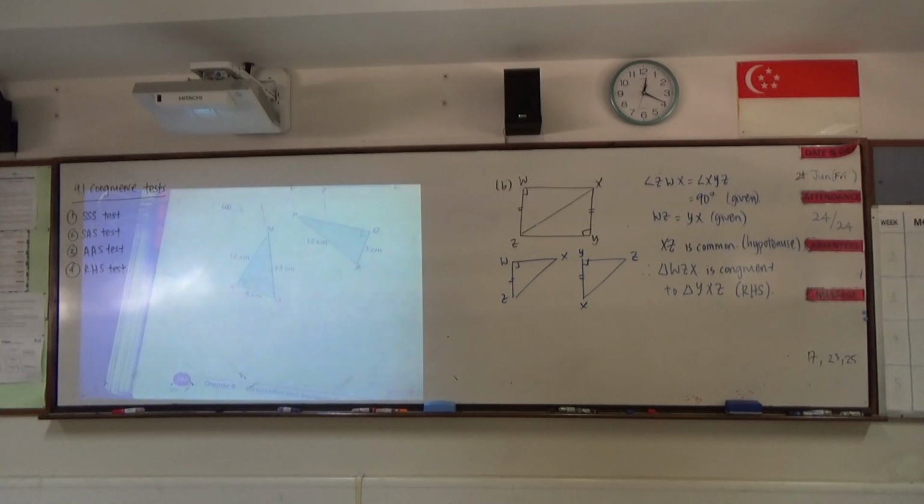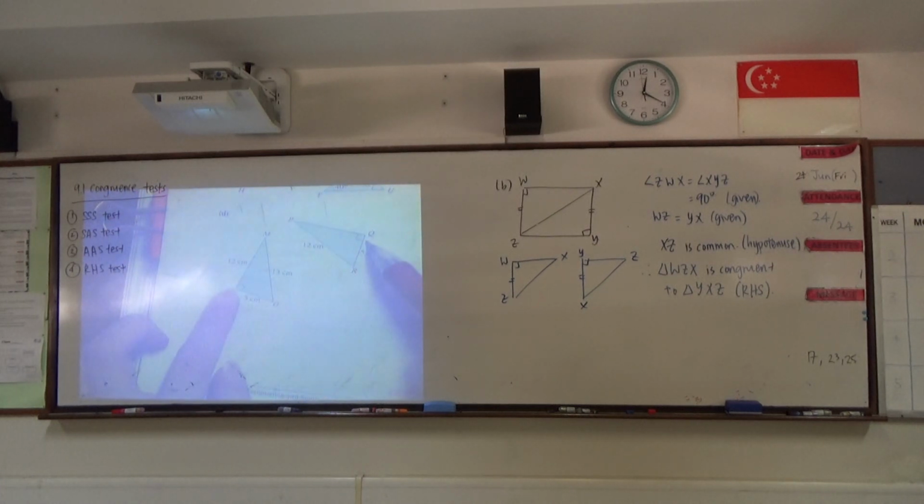Part D. Okay, are these two triangles going to be congruent? Kelly, what do you think? No, why? MO and PR are not equal in length. Okay, so the hypotenuse itself are not equal. So it will not satisfy the RHS test.